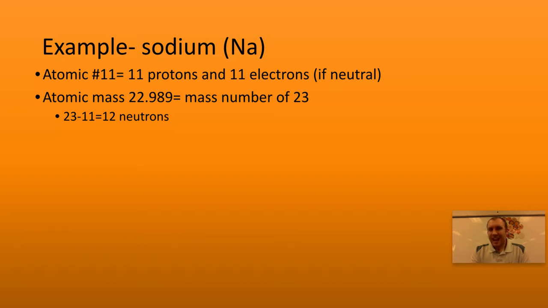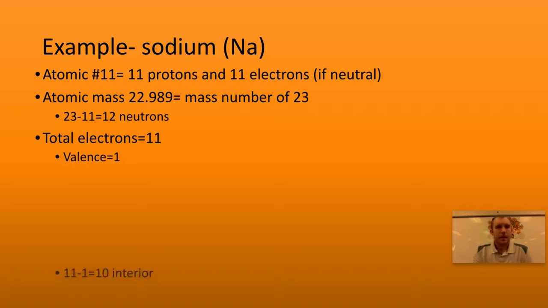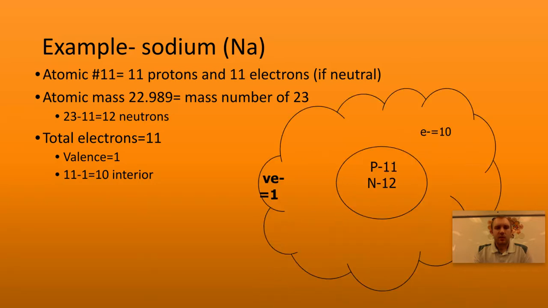23 is my protons and neutrons, so I have to subtract my number of protons, my atomic number, from my mass number in order to get the number of neutrons. 23 minus 11 equals 12 neutrons. And then electrons are just 11. But valence electrons are the outer shell of electrons, and they are determined by which group or family you are part of. So which number of the periodic table column you are, which I'll describe in just a little bit, which means that there's 10 interior ones and 1 valence.